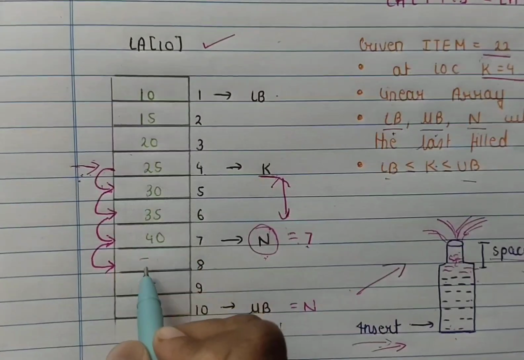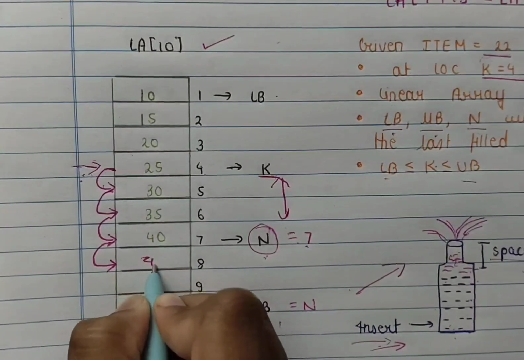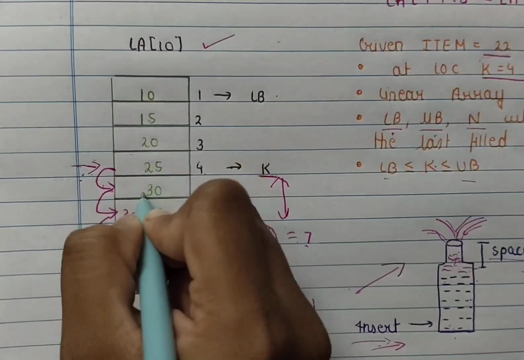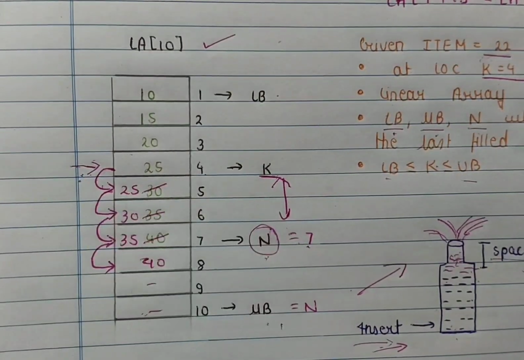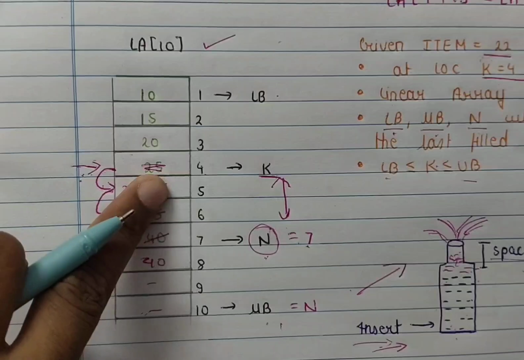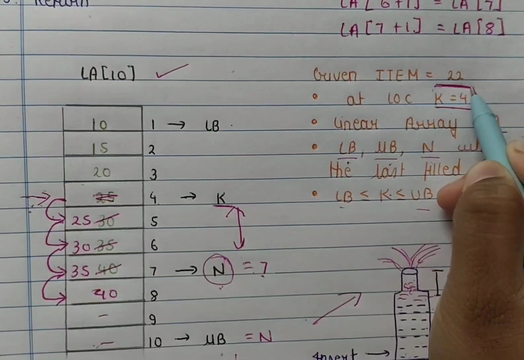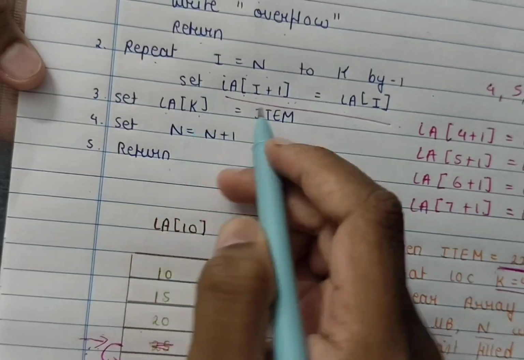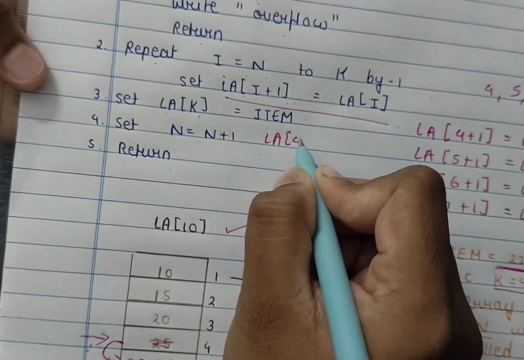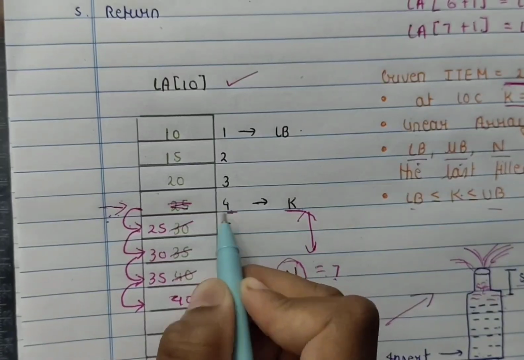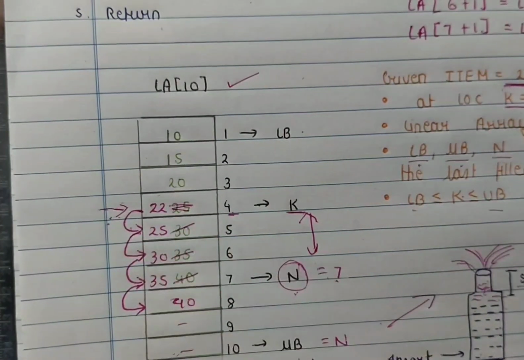So now each of the elements is shifted. So we'll rewrite the array, that is, 8th position as 40, 7th position as 35, 6th position as 30 and 5th position as 25. Now we see that the index 4 is empty, or we can say that the space is created for the element 22 to get inserted at the position 4. So LA of 4 will be equal to 22. That is, at index 4, the element 22 will be inserted.